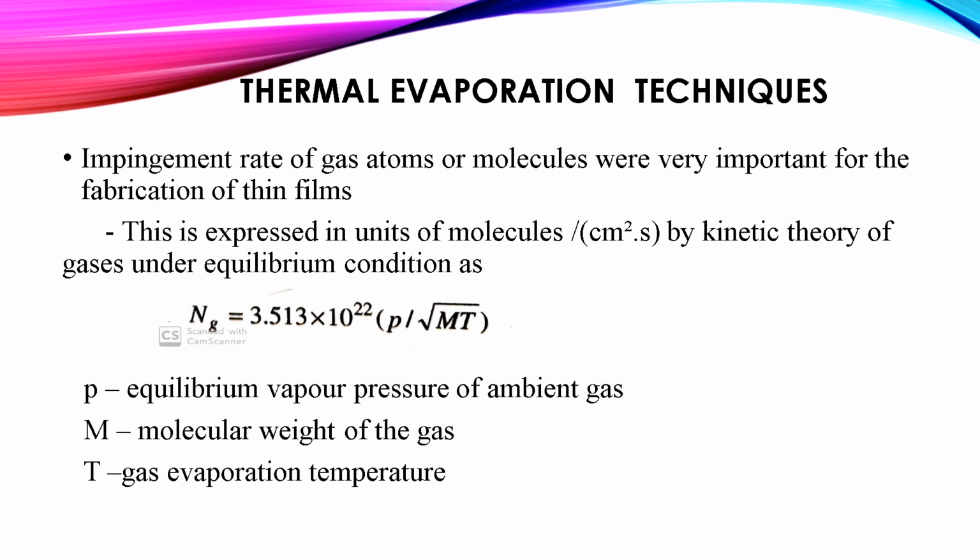The impingement rate of the gas atoms or molecules is very important for the fabrication of thin films. This impingement rate is expressed in units of molecules per centimeter square second by the kinetic theory of gases under equilibrium conditions as Ng is equal to 3.513 into 10 raised to 22 P by root of MT, where P is the equilibrium vapor pressure of the ambient gas, M is the molecular weight of the gas, and T is the gas evaporation temperature.